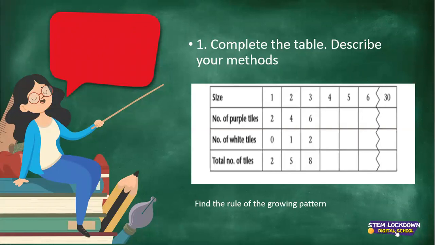And then the total number of tiles, all right? Total number of tiles for size 1 is 2, because when you add anything with 0, the number remains the same. Remember that rule.